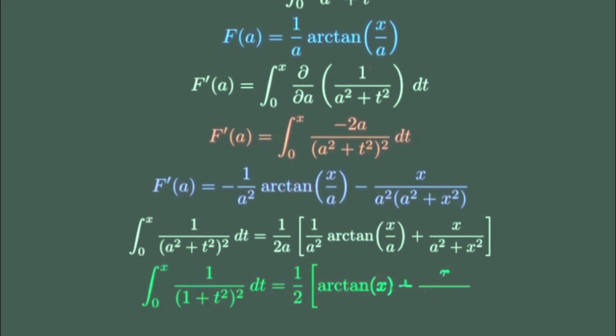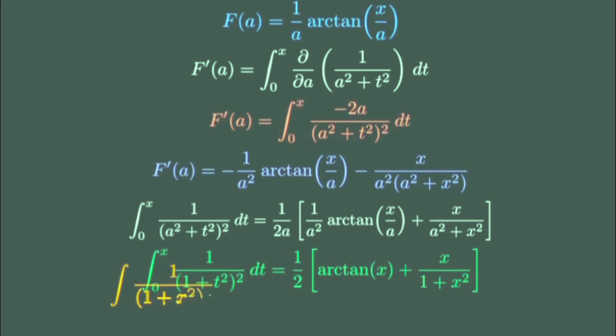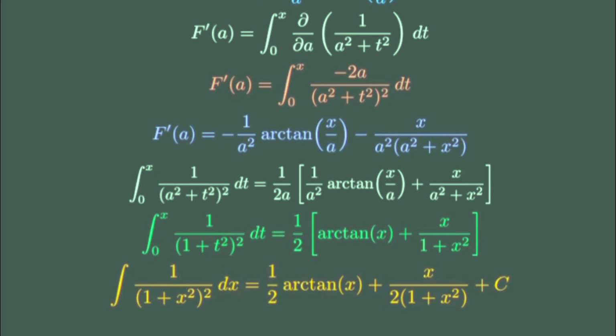We want the original integral, which corresponds to a equals 1. So we set a equal to 1. Then the formula simplifies nicely. Finally, to get the indefinite integral, we replace the lower limit 0 with a constant of integration. The final answer is 1/2 arctangent of x plus x over 2 times 1 plus x squared, plus c.